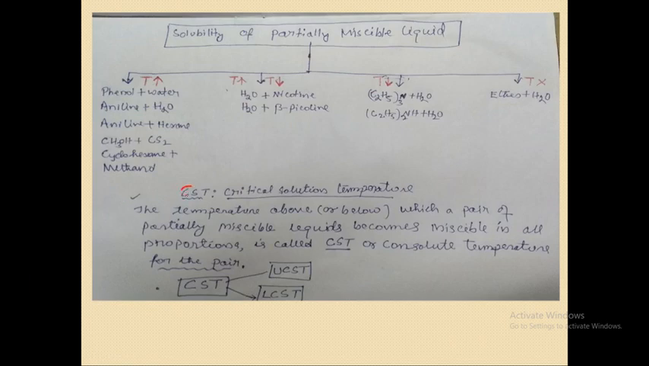Critical solution temperature, CST. The temperature above or below which a pair of partially miscible liquids become miscible in all proportions is called the critical solution temperature, or it can also be called the consolute temperature.